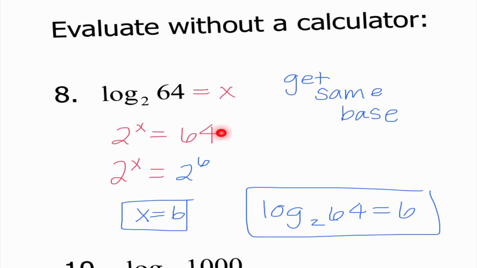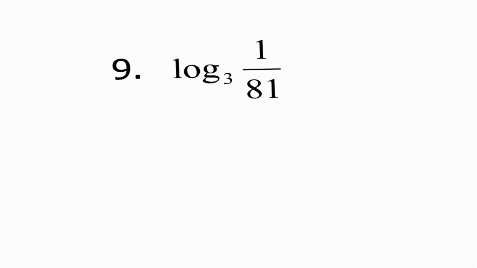Now, some of you might jump from this step to knowing that it's 6, and that's great, okay? But I like writing it out just because we're going to encounter some that are a little bit more difficult. Like number 9. Okay, I don't know about you guys, but fractions can be a little scary. I don't know how to deal with that, so I'm going to change this into exponential form.